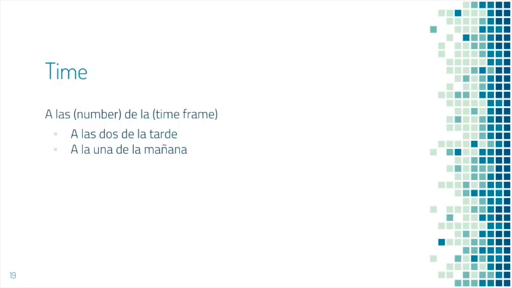The next phrase we'll look at when using time is a las, number, de la, time frame, or part of the day. Something important I want you to pay attention to here are the prepositions. So the a and the de and things like that, because those little words get easily confused. But the more that you use them correctly, you'll sound more native, your writing will look more native. So my examples, a las 2 de la tarde, at 2 in the afternoon, a la 1 de la mañana, at 1 in the morning.